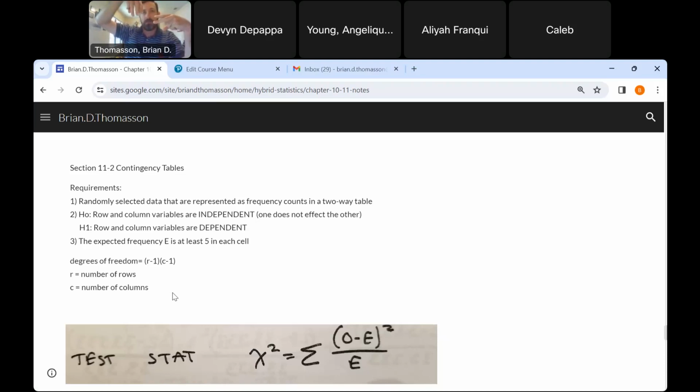Something that would be independent is maybe male and female and passing a class or not. Does your sex have anything to do with passing the statistics class or not? Of course it doesn't. So those would be independent. That's what we're trying to do: see if the two variables affect one another or not. Are they dependent on one another or not?